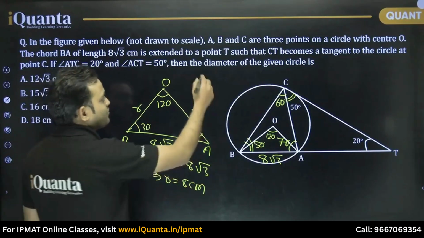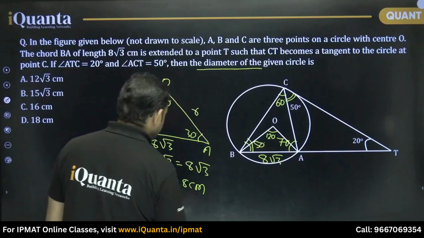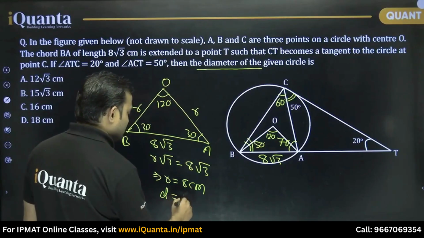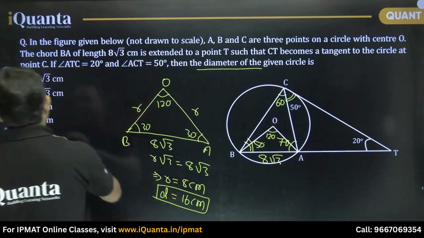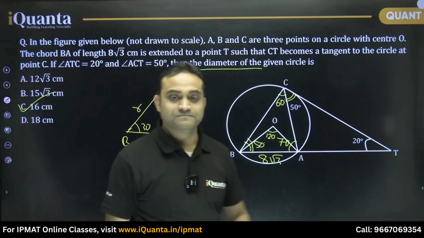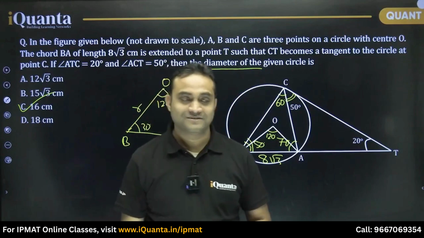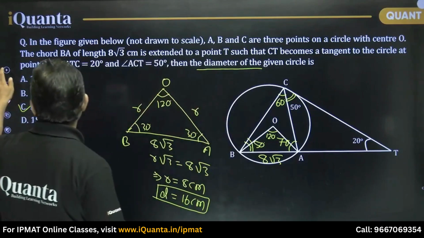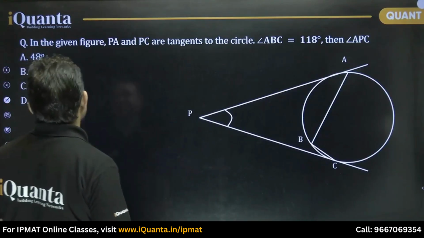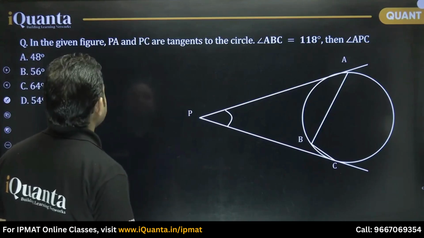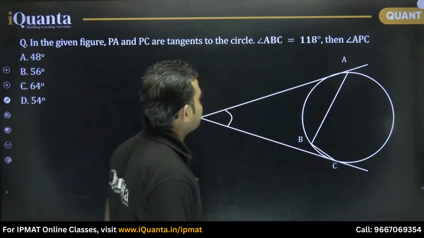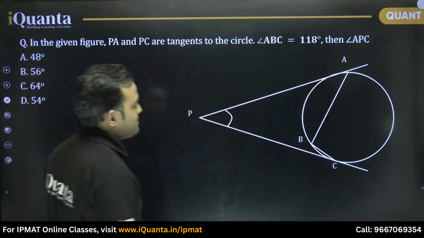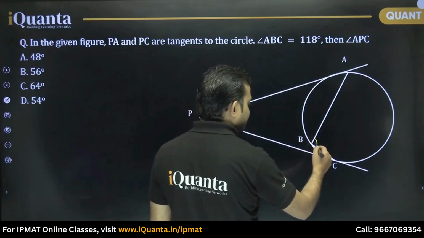What do we want? We want the diameter of the given circle. So diameter D will be equal to double of the radius, which is 16 centimeter. And so our answer is option C. Alright. Next question, it says, in the given figure, PA and PC are tangents to the circle. PA and PC are tangents to the circle. Angle ABC is given, which is 118 degree.